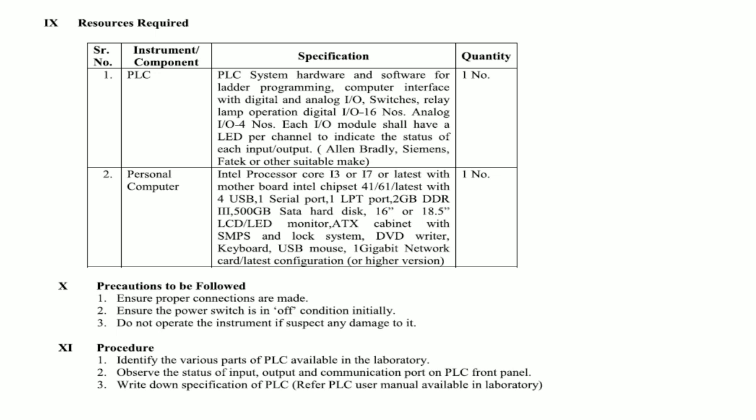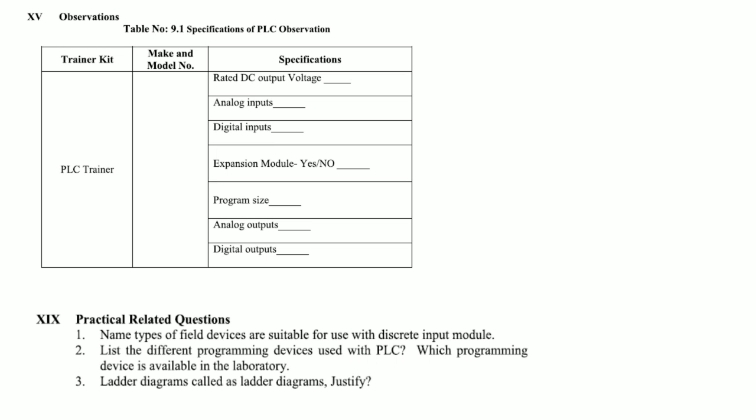Now, resources required are PLC and computer. Procedure: identify the various parts of PLC, observe the status of input, output and communication port, and write down the specifications. In this practical, the observation can be written from the PLC manual. Students have to write any two questions from the given practical related questions.